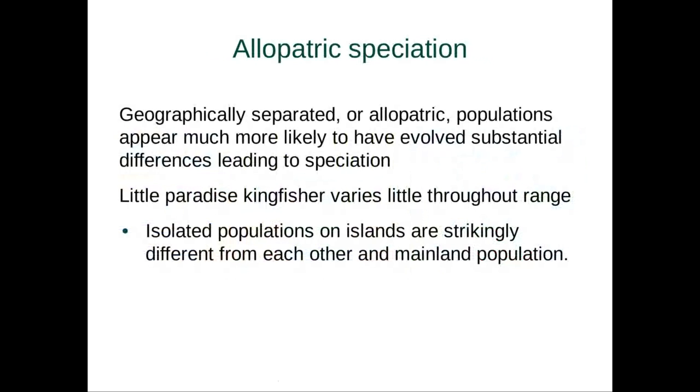Now, geographic isolation leads us to what we call allopatric speciation, where geographically separated populations, what we deem allopatric populations, appear more likely to have evolved substantial differences leading to speciation. Because again, geographically isolated implies potentially different environmental conditions. And remember, different environmental conditions lead to potentially different species. So the little paradise kingfisher varies little throughout its normal range. However, isolated populations of kingfishers, which are just birds on islands, are actually strikingly different from each other and from the mainland population.